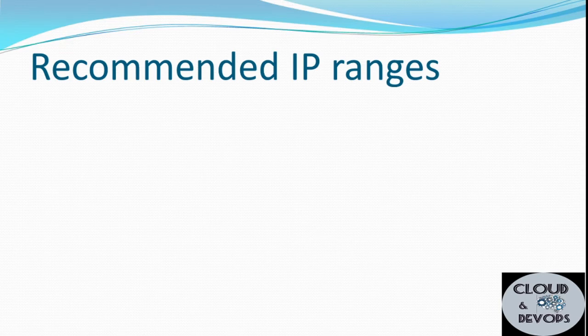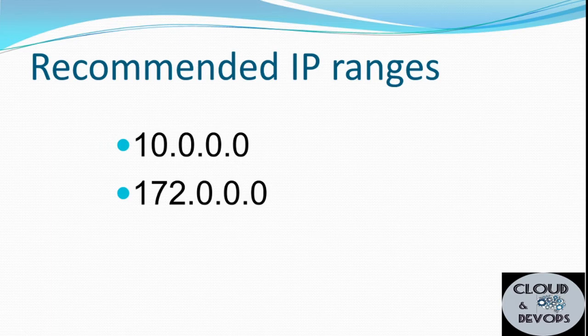Recommended private IP ranges are 10.0.0.0, 172.0.0.0 and 192.0.0.0, because as I said earlier, there are two types of IPs, private and public IP ranges. Only these three ranges are for private IPs, and the rest of them are public IPs. So it is recommended to use only these three IP ranges for the private network.